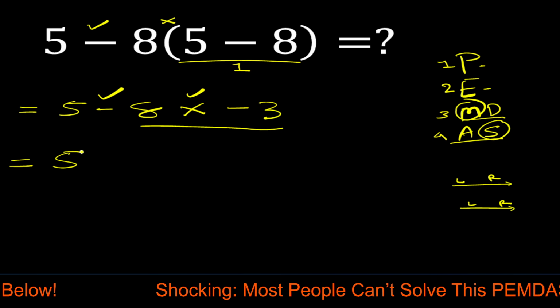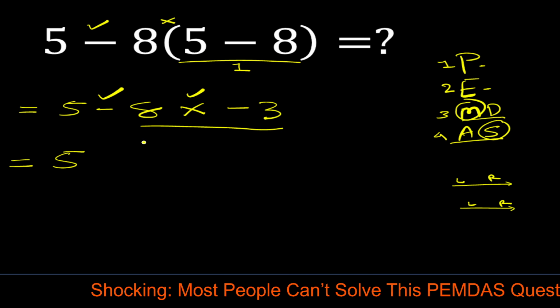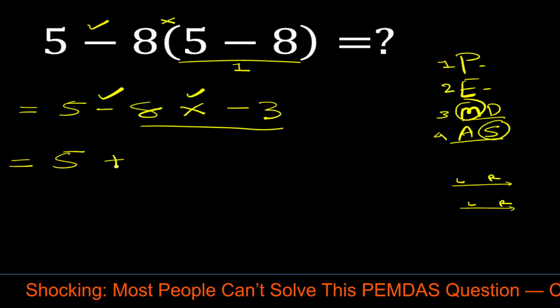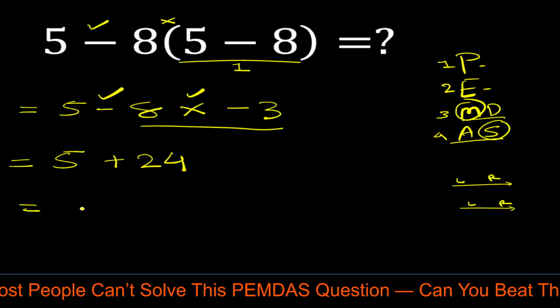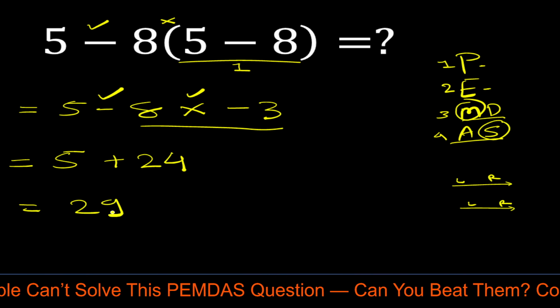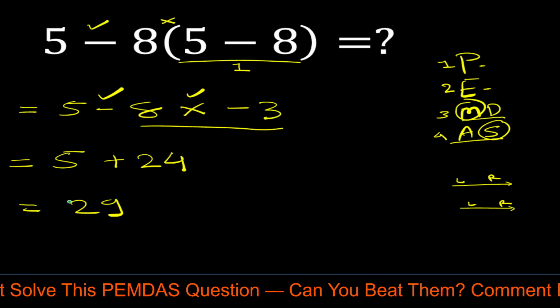So 5 is equal to 5. Now minus 8 times minus 3 is equal to plus 24, right? So now 5 plus 24 is equal to 29. So the correct answer is 29.